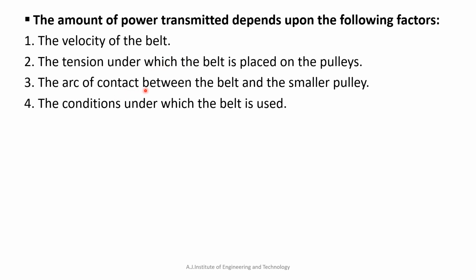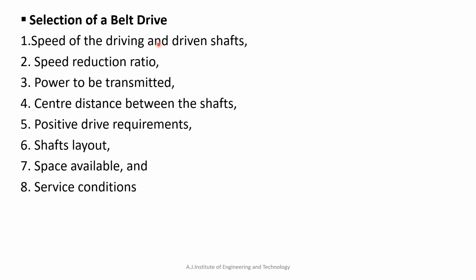Next, the arc of contact between the belt and the smaller pulley. Next, the conditions under which the belt is used. These are the factors affecting power transmission from one shaft to another shaft through belt drives. Next, selection of belt drives. The selection of the belt drive is based on these categories.